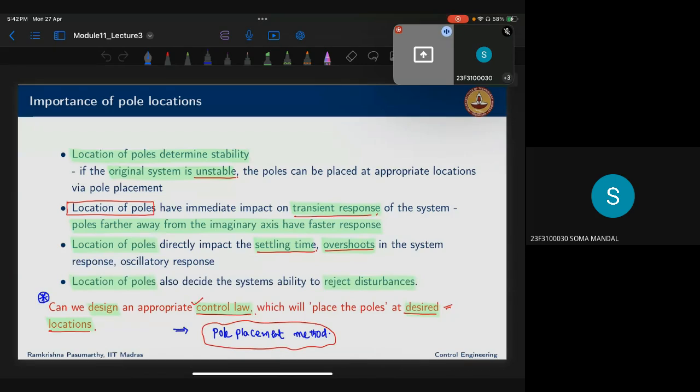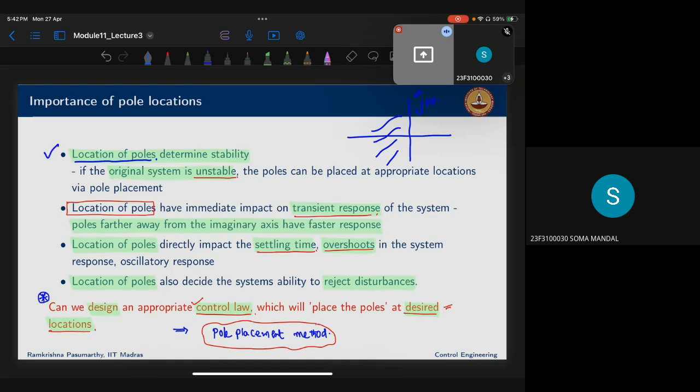So we know that the location of the poles is very important. Already from the starting weeks, we saw that the location of the poles decides the system stability. Whether the system is stable or unstable, we can simply say by using the location of the poles. If the poles exist on the left-hand side of the j omega axis, we can say the system is stable. If any pole exists on the right-hand side of the j omega axis, we say the system is unstable. That is one concept which you have learned.